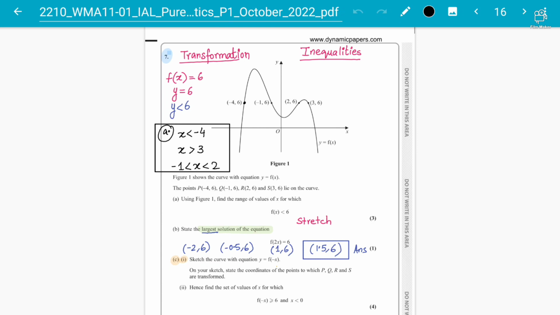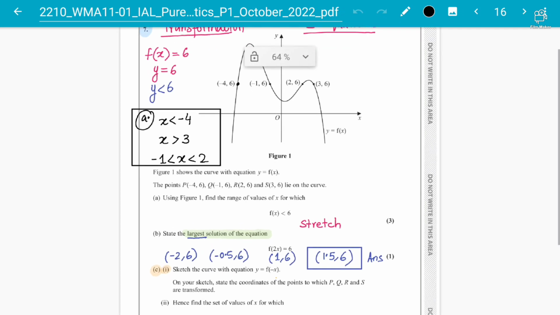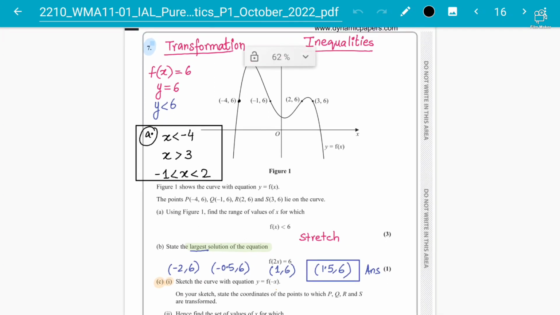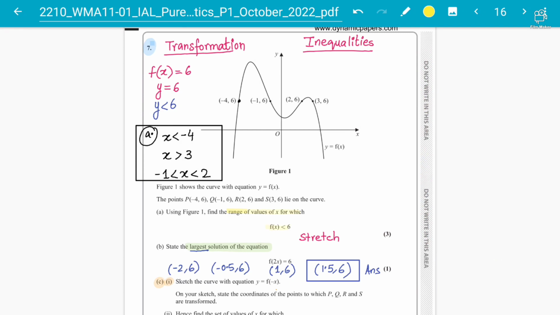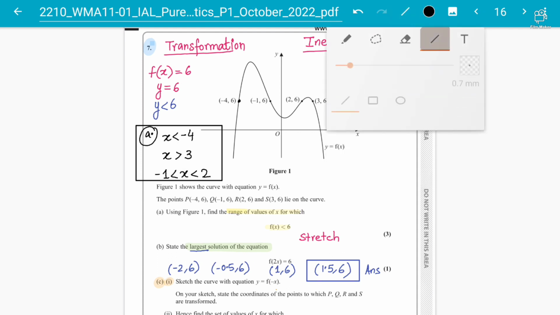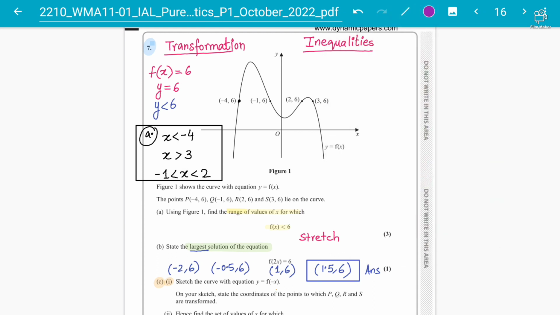What was it about? It was about transformation, and we already solved inequalities for part A and part B. Part A said that there are 4 points and you have to tell the range of values of x for which f(x) is less than 6, which means y equals 6. So it was less than 6. I went up the question and made that line there: this is the y equals 6 line, or you can say the f(x) equals 6 line.